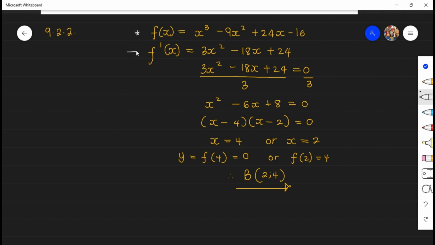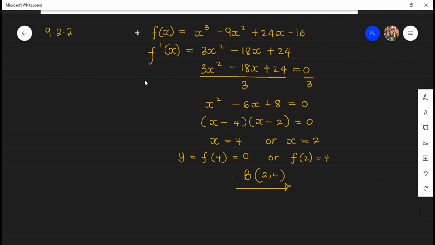If we were to substitute it into the derivative, that would give us the gradient at those points. So if we substituted 4 into the derivative, it would give us the gradient at x equals 4. Or if we substituted 2, it would give us the gradient at x equals 2. It would not give us the y values. So be careful with that. If you want to find the y value of your stationary point, substitute it into the original function.